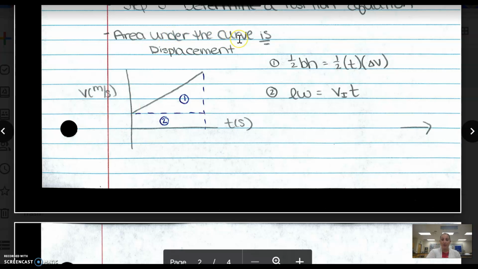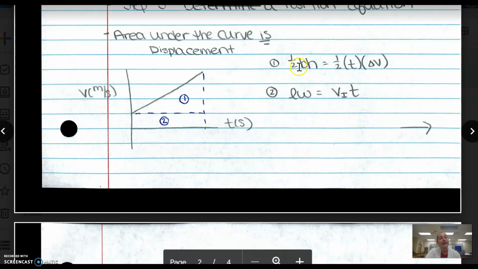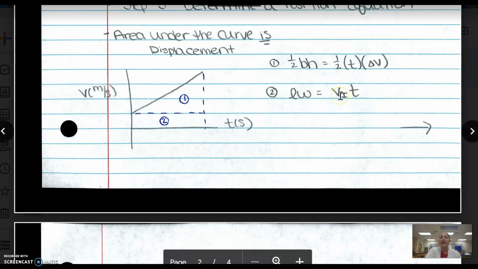And we know that if we take the area under the curve, it is indeed displacement. And when you move that line up, we end up having to break this up into two different sections. So we break it up into taking the area under the triangle, and then the rectangle. So we get 1/2 base times height for your triangle, and then your number 2 is going to be the length times the width. So 1/2 base times height gives 1/2 multiplied by time multiplied by the height, which is delta V, and then we get VI multiplied by T in our second section. And all of that is going to be added together to form that displacement.